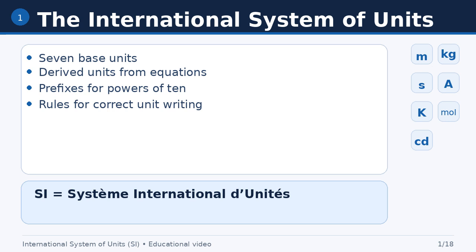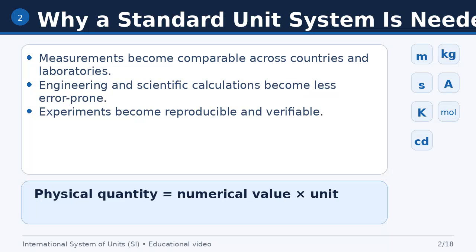In this video, we will study the 7 base units, derived units, SI prefixes, unit conversion, and the basic rules for writing units correctly. A physical quantity has 2 parts, a numerical value, and a unit. For example, a length of 2 meters contains the number 2, and the unit meter.